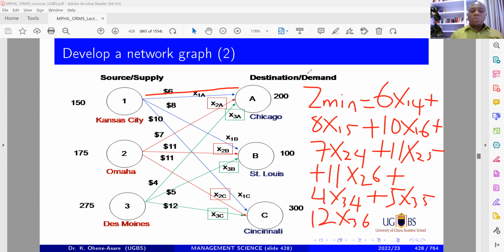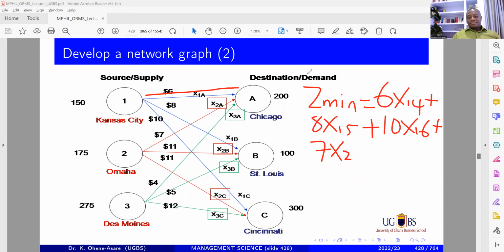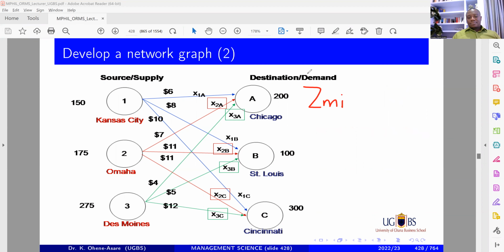Okay. So once you have written your objective function, you now go to the constraints. Who can tell me how many constraints are here? Let me see. 6. Very good. Because there are 6 circles, 6 nodes. So there are 6 constraints. So this is how you do it. You write the supply constraint first, and then you write the demand constraint second.